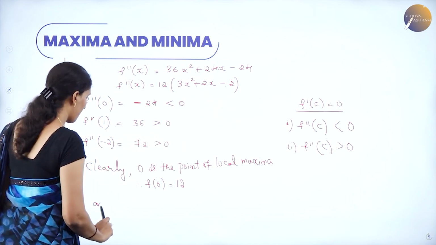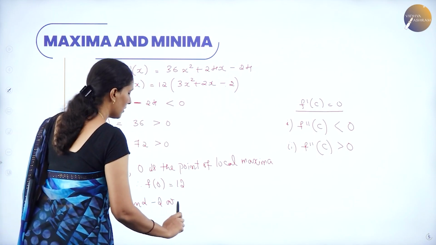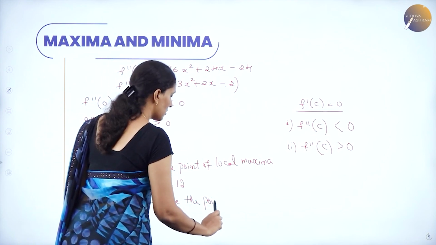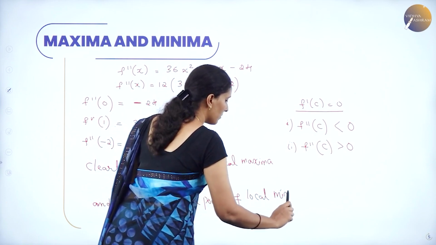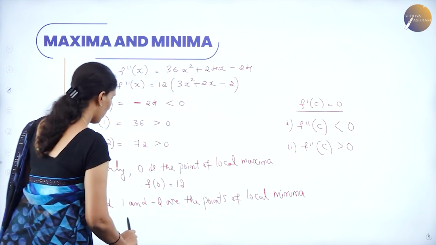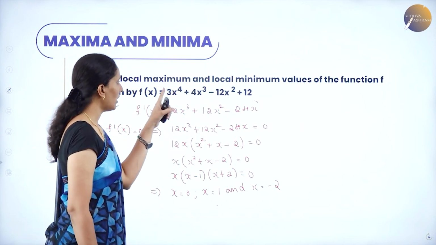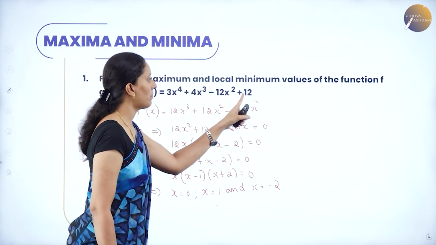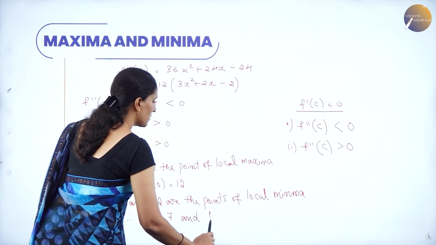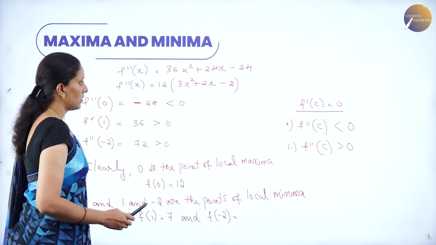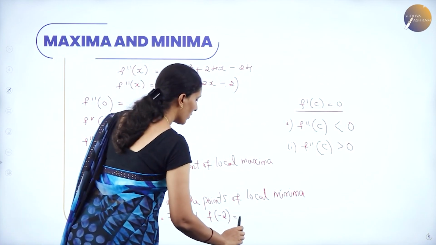Now, here 1 and minus 2 are the points of local minima. So therefore, if you substitute f of 1 here, 3 plus 4 minus 12 plus 12 cancel, it becomes 7. And if you substitute f of minus 2, substituting in this equation x is equal to minus 2, you will get this value as minus 20.